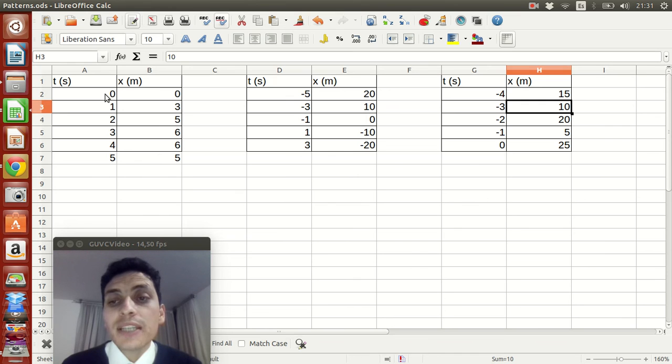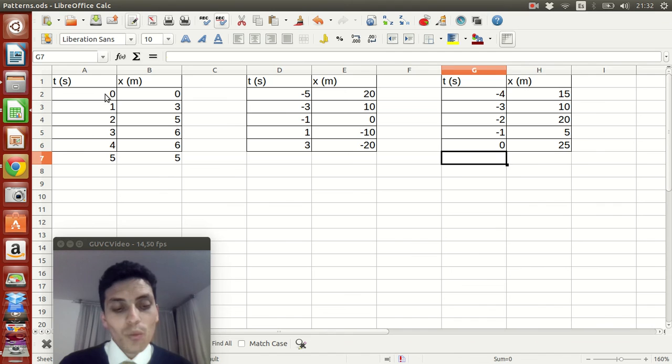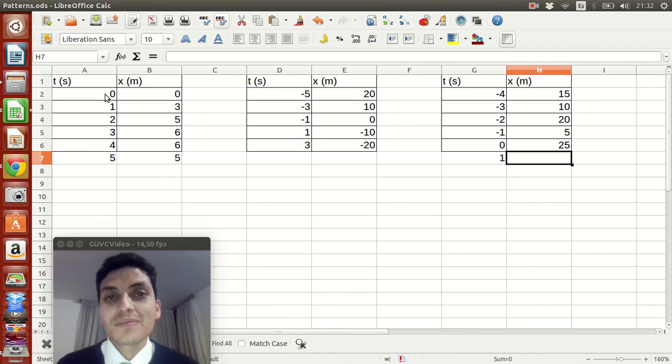And let's see what happened to the range. 15, then 10, so I decrease by 5. 20, I increase by 10. 5, I decrease by 15. 25, I increase by 20. So what is the next? Here is 1. What is the next?